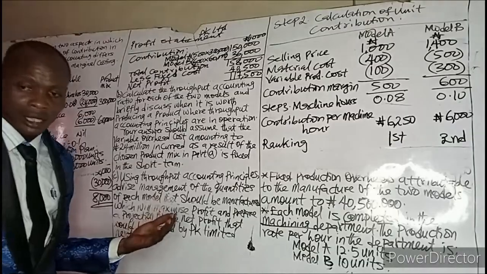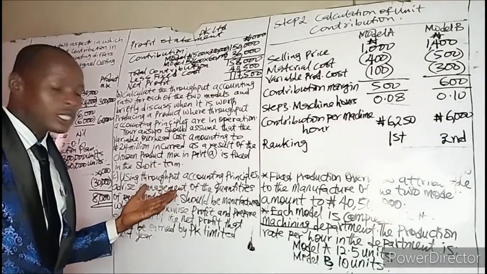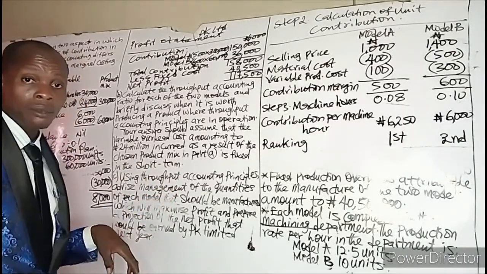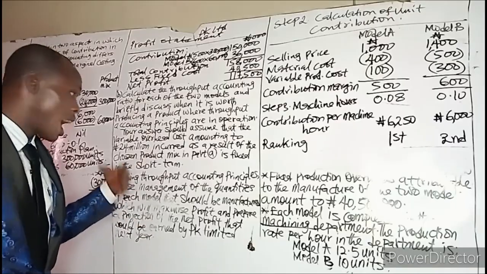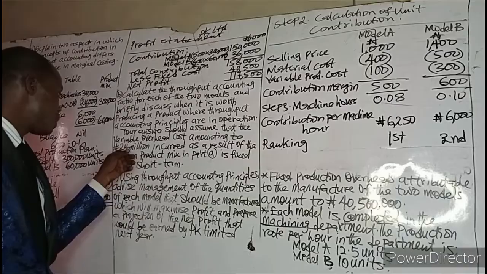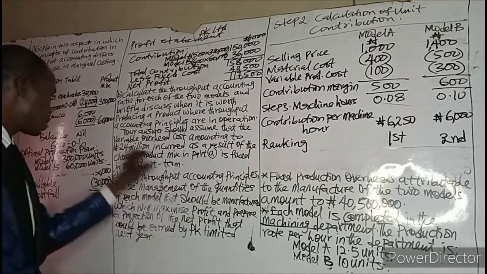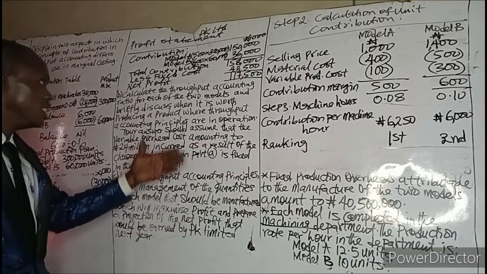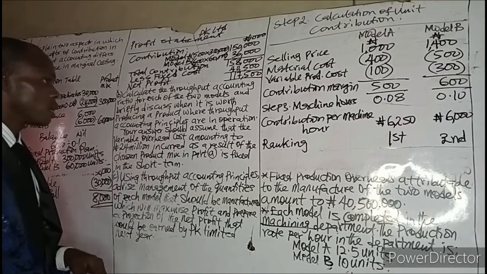Remember, in throughput accounting, the only variable cost is material. All other costs are fixed. And you have been given the variable cost, you have been told it is fixed. And you were told it's 24 million. So it is a fixed cost. The only variable cost is material.